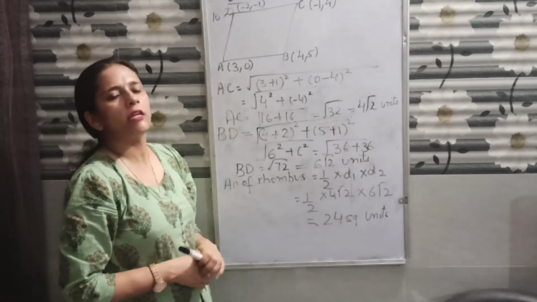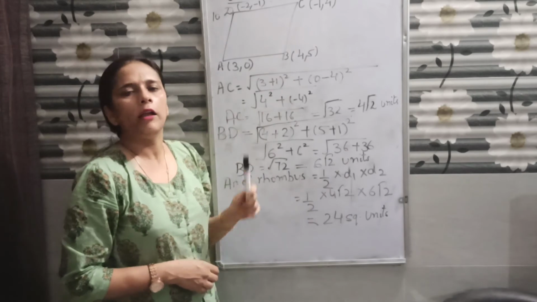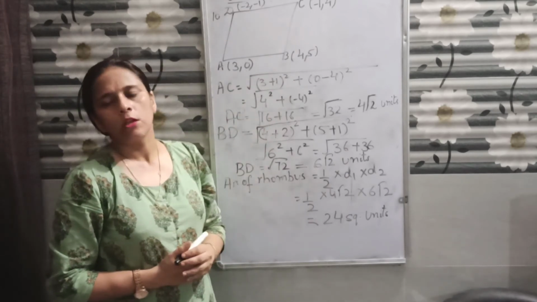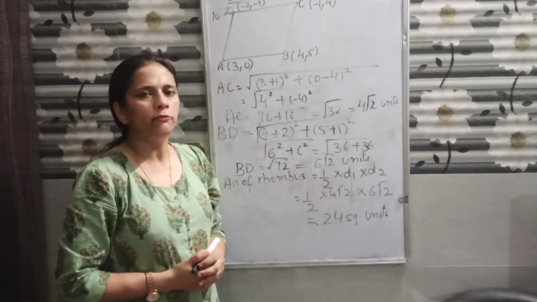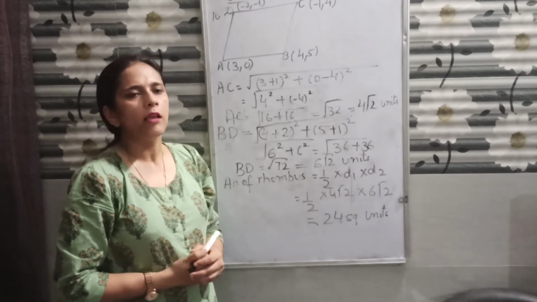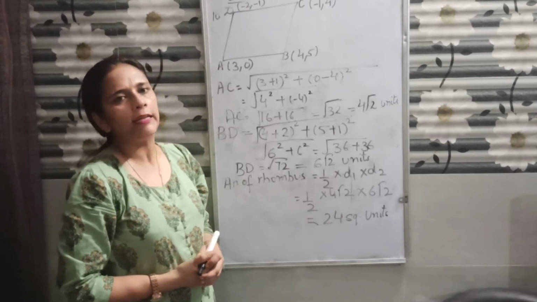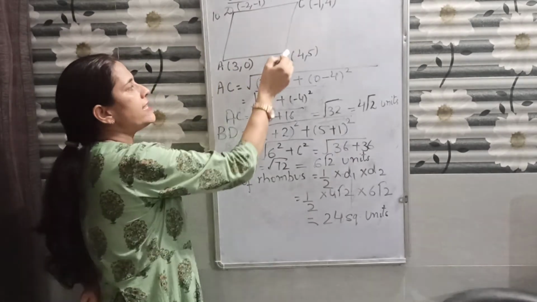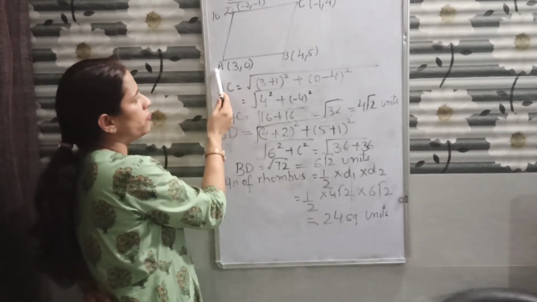Now in question number 10, you are given the coordinates of A, B, C, D, and here ABCD is a rhombus. You have to find the area of the rhombus. Now as we know, the formula for the area of a rhombus is half into the product of diagonals. So the first thing we have to find is the diagonals. Here the diagonals are AC and BD.